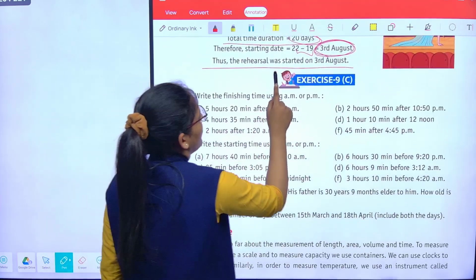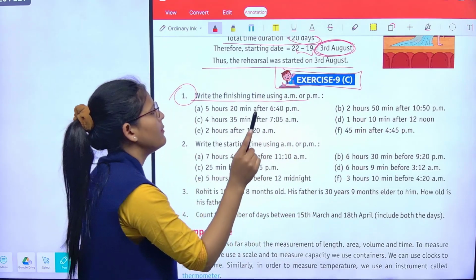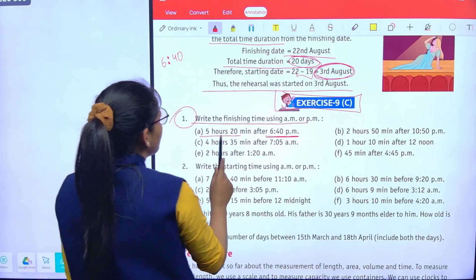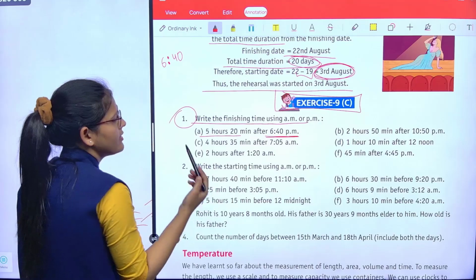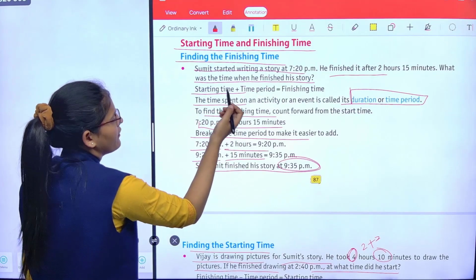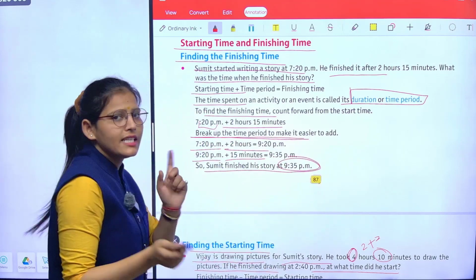Come on, exercise 9C, question number 1. Write the finishing time using AM or PM. Now class, yes class, 5 hours 20 minutes after 6:40 PM. Finding the finishing time. Finding the finishing time के लिए हम क्या करेंगे? Break up the time period to make it easier to add.